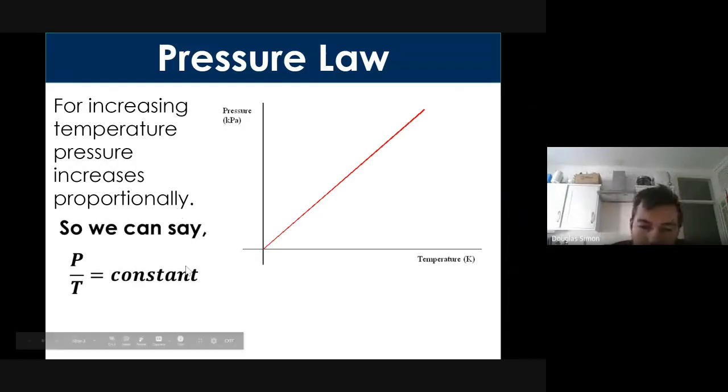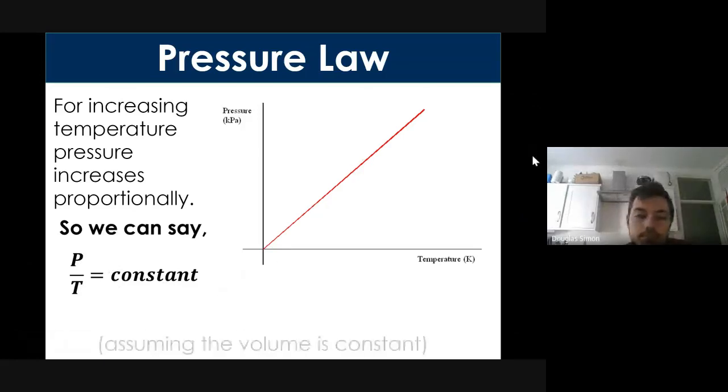So mathematically, of course, pressure over temperature is a constant, or pressure is some constant times temperature, which gives us this relationship here.